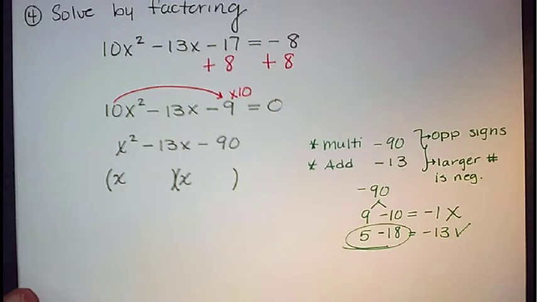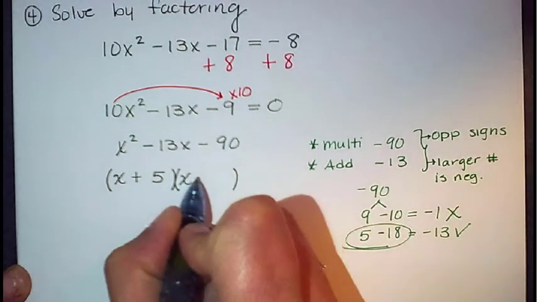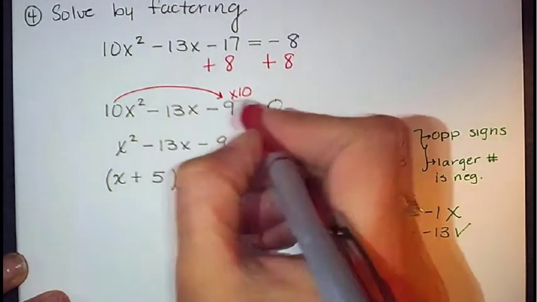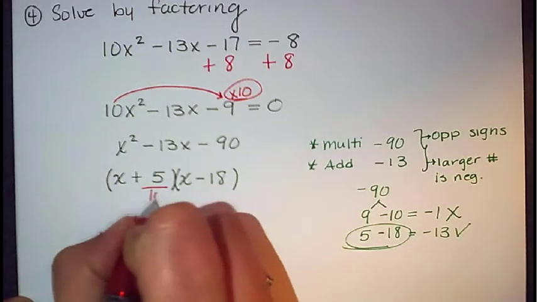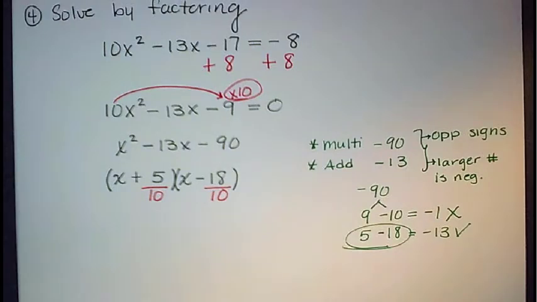Okay, so in my parentheses here, I'm going to have a +5 and a -18. But remember, I'm not done yet. And this is the thing you cannot forget to do when you're doing bottoms up, is remember up here I multiplied by 10. Well, now I need to divide that 10 out. I need him gone from my problem.